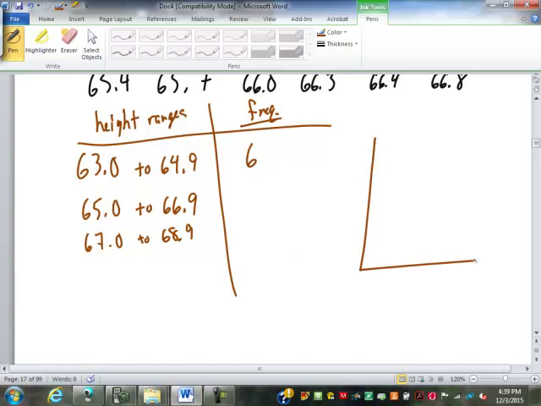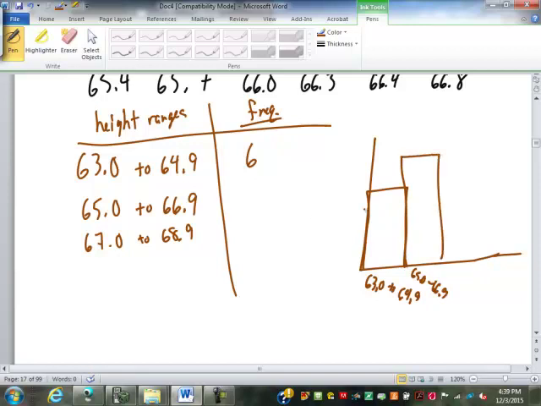And again, this would be put in a bar graph, or what we call a histogram, where this is 63.0 to 64.9, make the bar up to 6. 65.0 to 66.9, make the bar, and again, they're tight together like that.